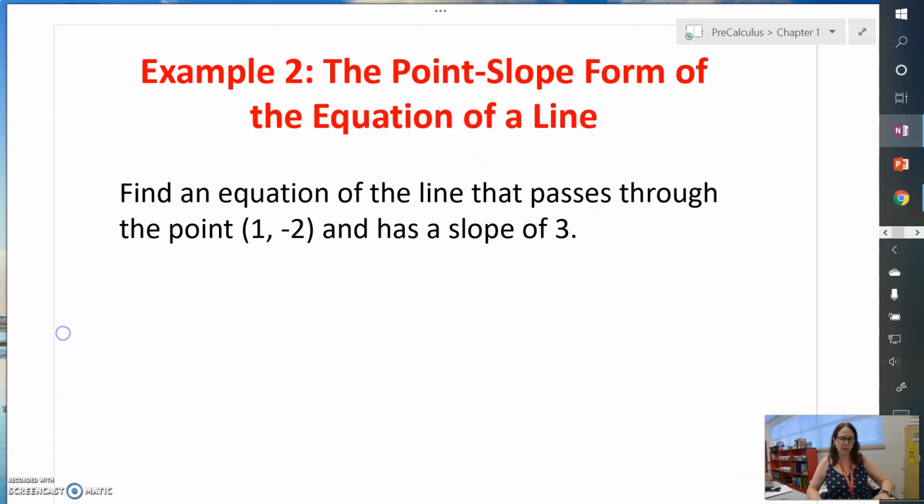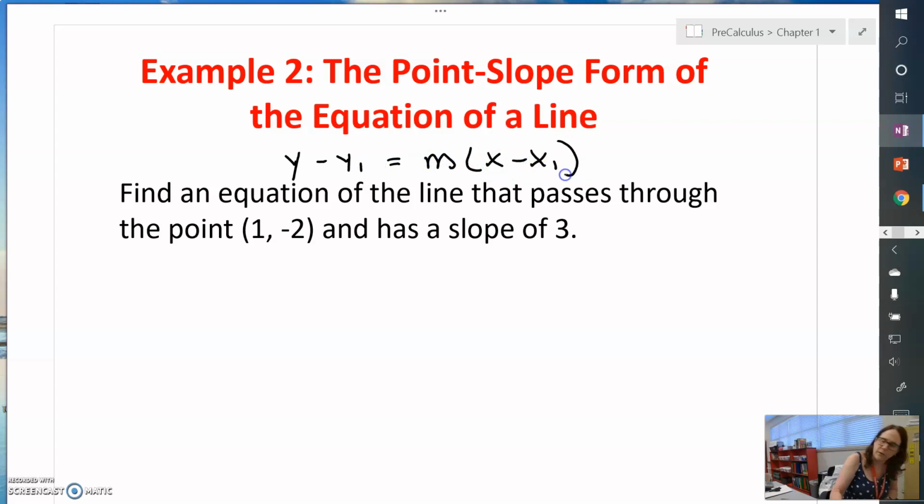All right, next up, we're going to find the point slope form of the equation of the line. Now, point slope looks like this. y minus y1 equals m times x minus x1. And what I'm going to do is put in the slope, and put in the point, and that's going to give me the equation.